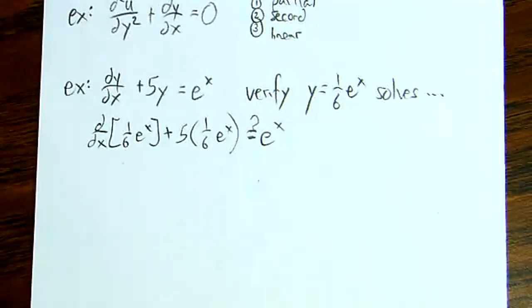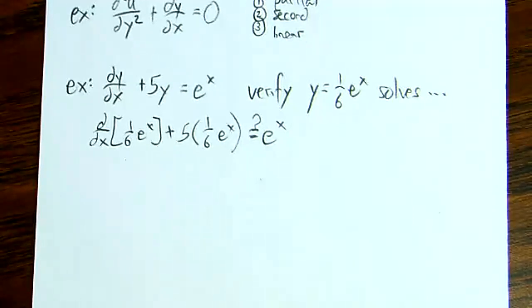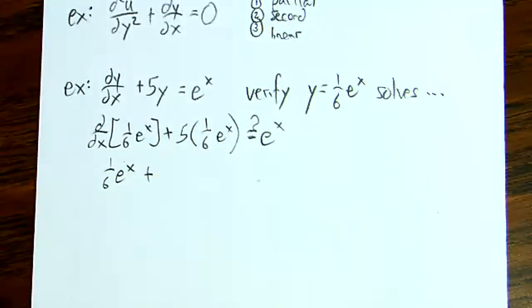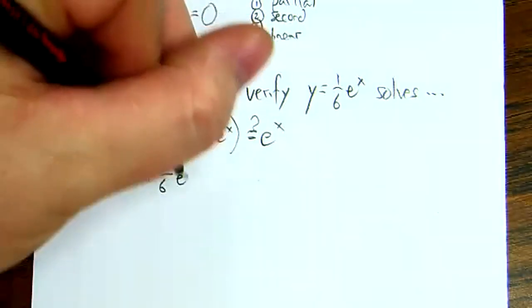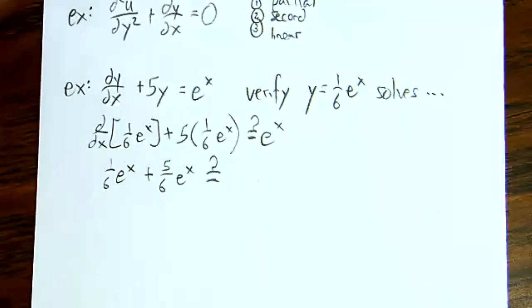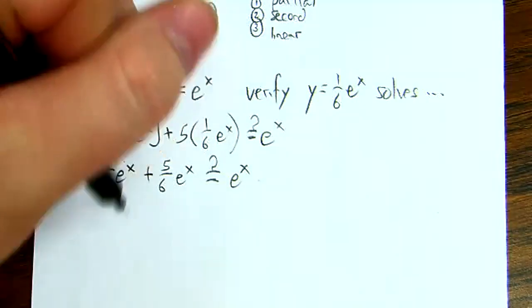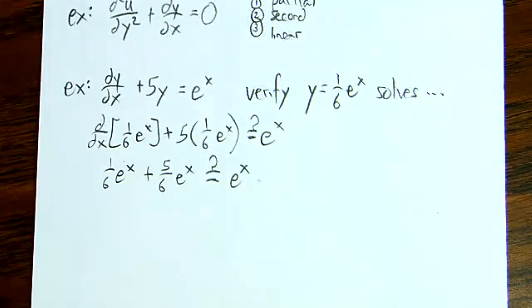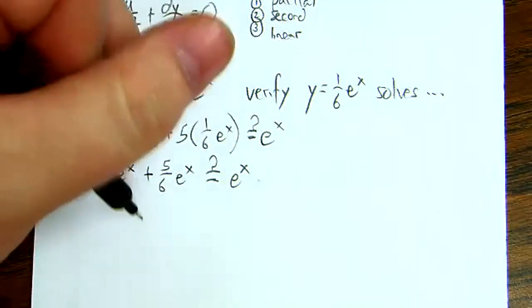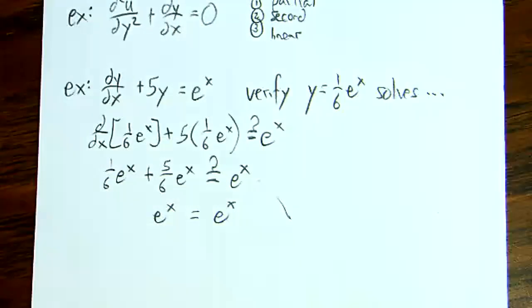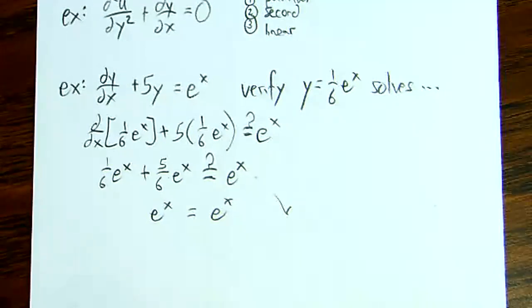Well, the derivative of e to the x, as we all know, is e to the x. The derivative of 1/6 e to the x is 1/6 e to the x. 5 times 1/6 e to the x is 5/6 e to the x. Again, I'm testing to see if that's equal to e to the x. Well, 1/6 of something plus 5/6 of something is in fact equal to 6 of those sixths. So we get 1 full e to the x is indeed equal to 1 full e to the x. It checks out. This is a solution to the differential equation.